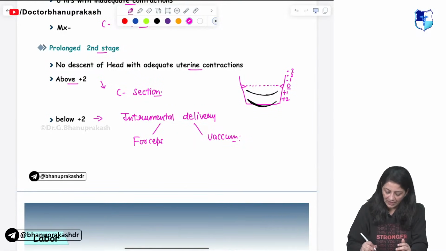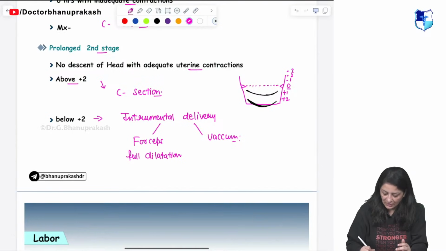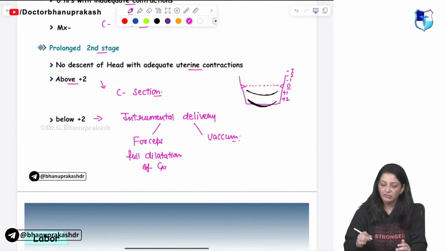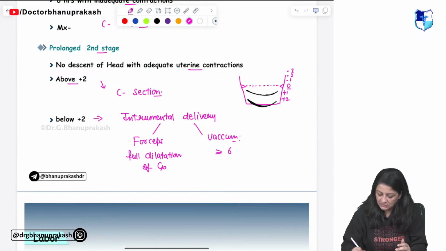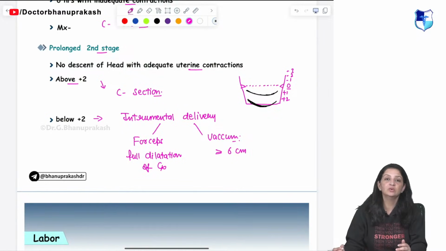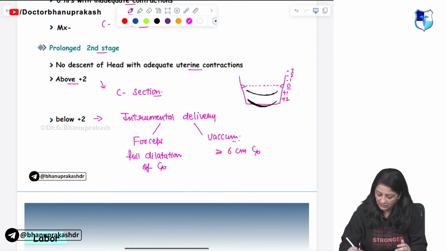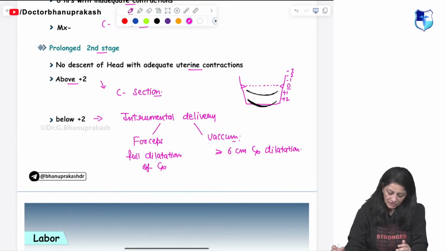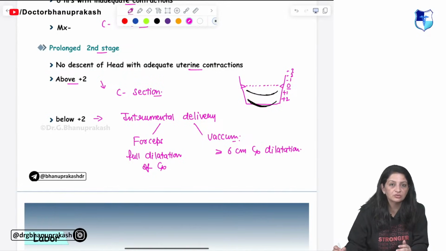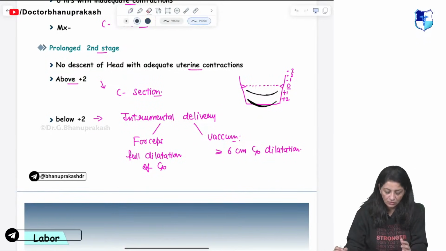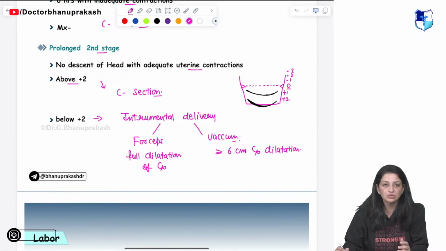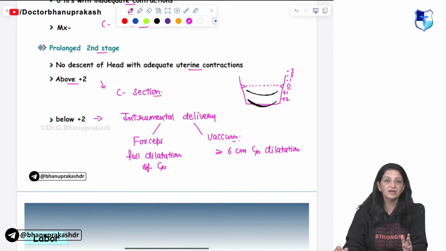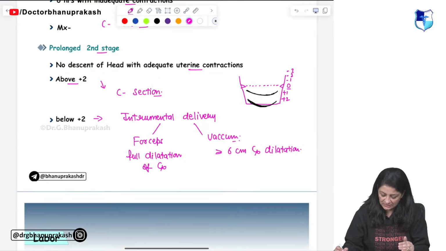Forceps we can apply at full dilatation of cervix. Vacuum we can apply when the cervical dilatation is more than or equal to 6 centimeter. See, if uterine contractions are adequate, then there is no need of oxytocin. Contractions are adequate, but there is no descent of head. So the best is to do instrumental delivery if the fetal head station is below +2 level.